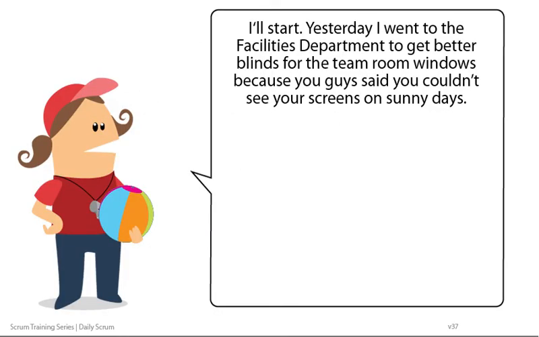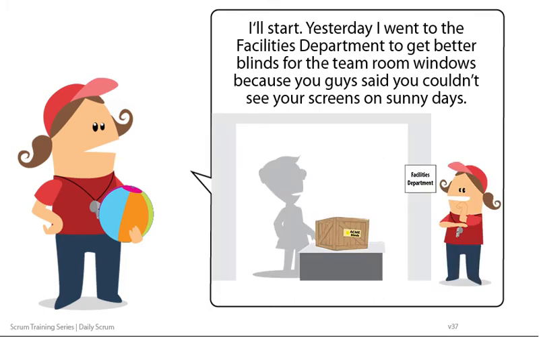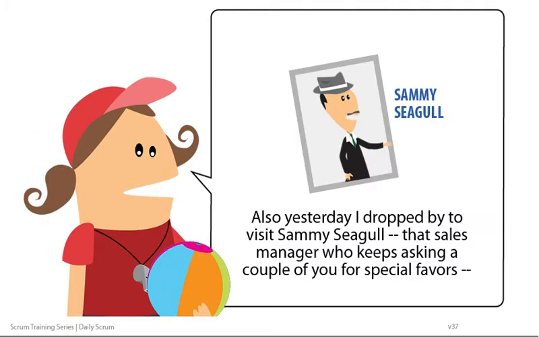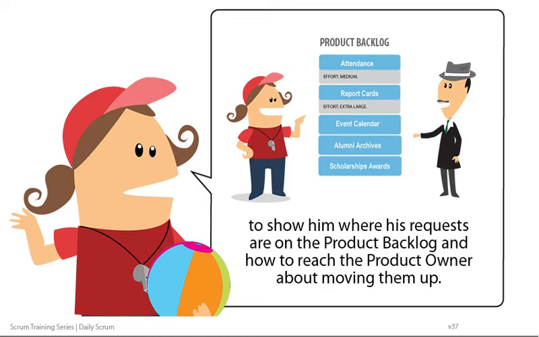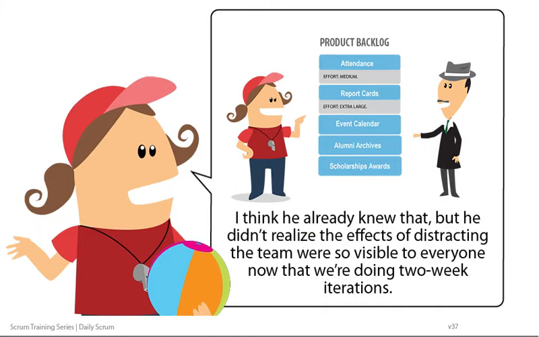I'll start. Yesterday I went to the facilities department to get better blinds for the team room windows because you guys said you couldn't see your screens on sunny days. Also yesterday I dropped by to visit Sammy Seagull, that sales manager who keeps asking a couple of you for special favours, to show him where his requests are on the product backlog and how to reach the product owner about moving them up. I think he already knew that, but he didn't realise the effects of distracting the team were so visible to everyone now that we're doing 2-week iterations.